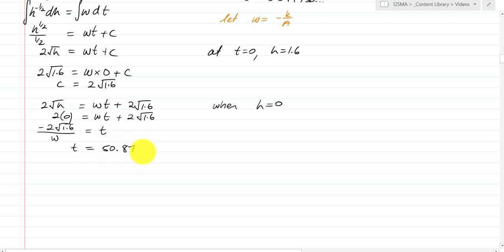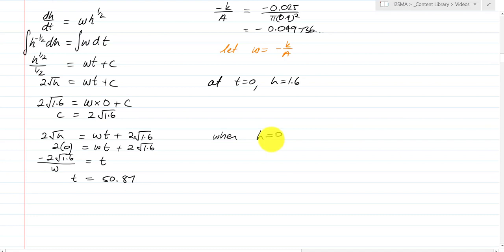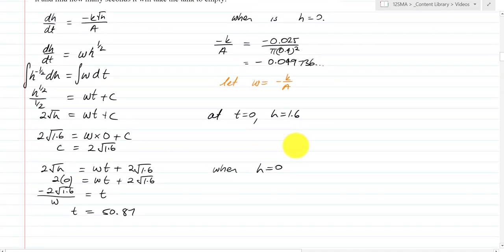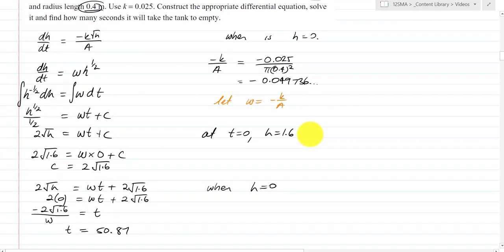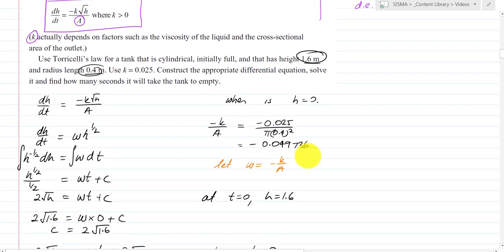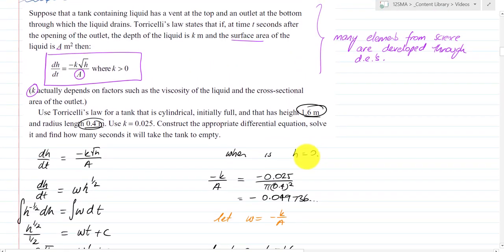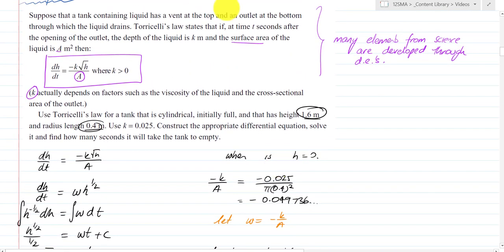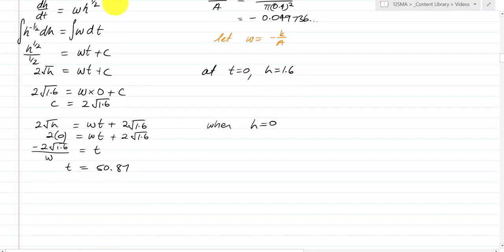50.87. And now I just need to take a second. I've done height in meters, and w was in terms of area, and k, which was a constant, so I haven't actually got a unit here. So I'll just go back into the question and see t in seconds. And that's good because seconds makes sense. So t's in seconds, and that's the answer to that question.